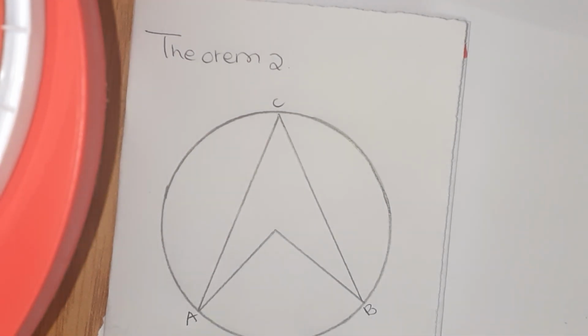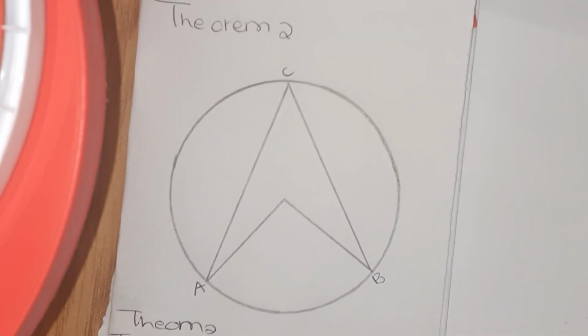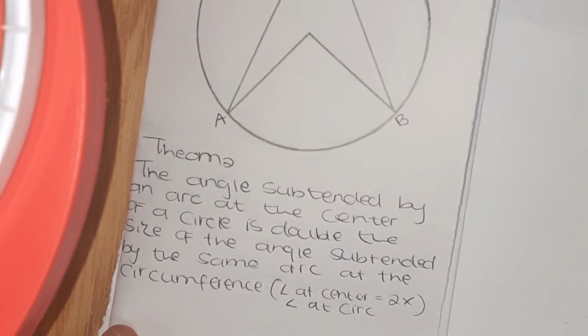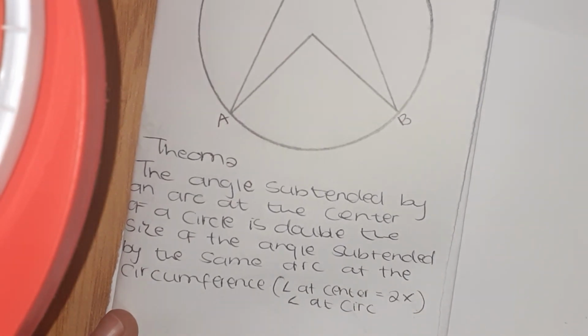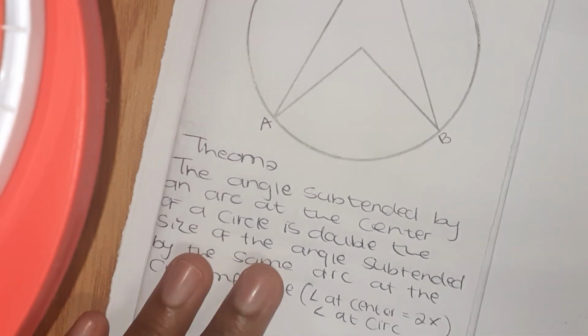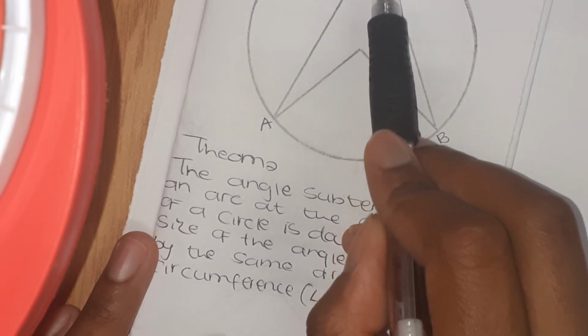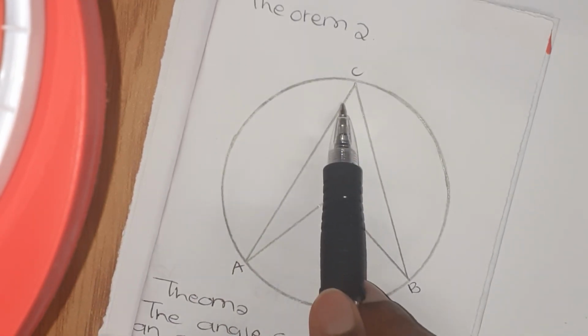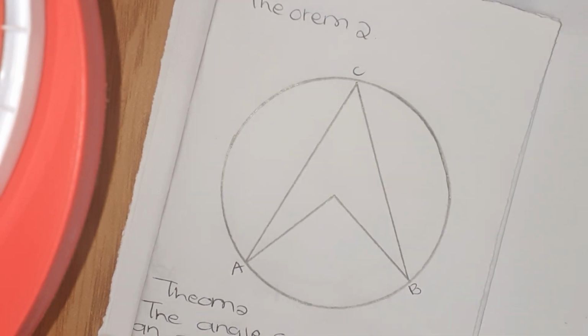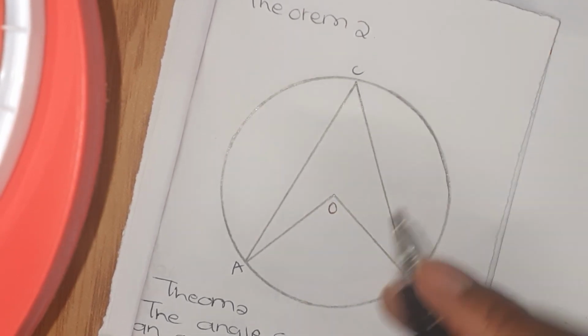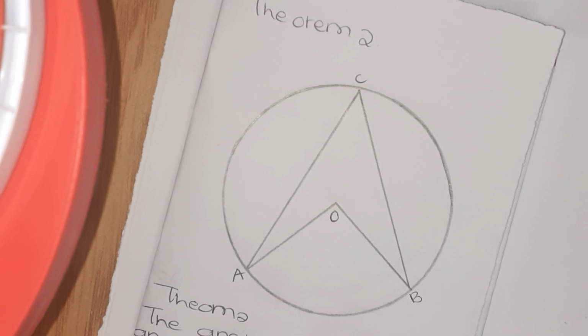All right, now this is theorem number 2. Theorem number 2 states that the angle subtended by an arc at the center of a circle is double the size of an angle subtended by the same arc at the circumference on the same side of the chord as the center. So what happens is that angle at the center is 2 times angle at the circumference. So how do you know that this angle O, we're going to call it angle O, is 2 times angle C? You first have to draw.